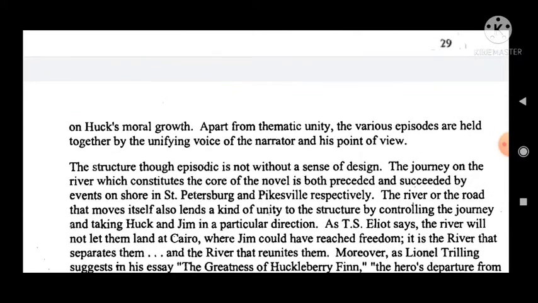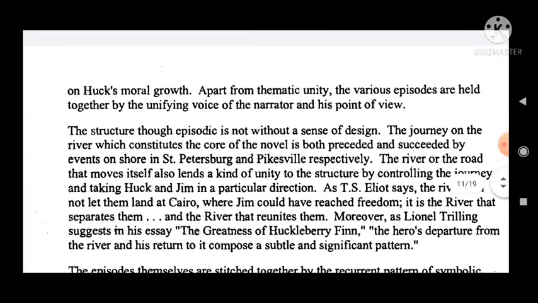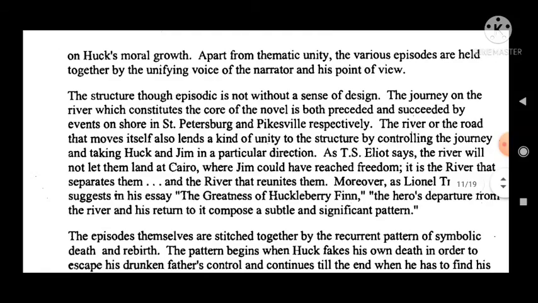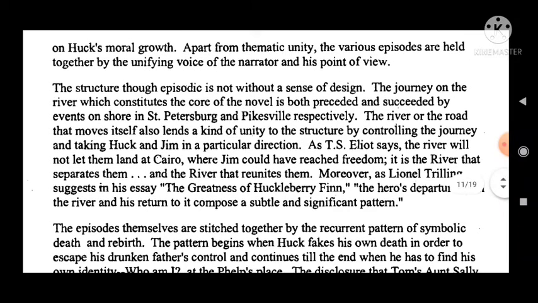Apart from thematic unity, the various episodes are held together by the unifying voice of the narrator and his point of view. The structure, though episodic, is not without a sense of design. The journey on the river, which constitutes the core of the novel, is both preceded and succeeded by events on shore in St. Petersburg and Pikesville respectively.